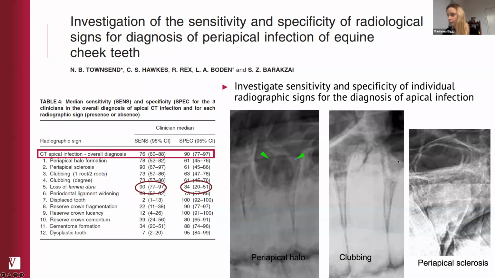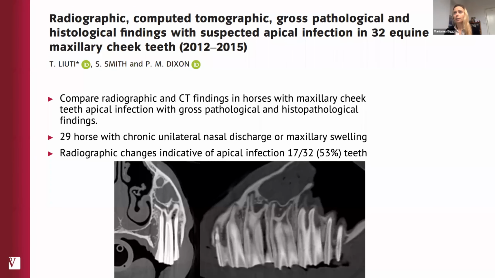And concluding from this paper, periapical halo and periapical sclerosis are two findings that we should use for diagnosing apical infection. This is another paper that looked at comparative radiographic, CT, pathological and histopathological findings in horses with infection, again of the maxillary cheek teeth.